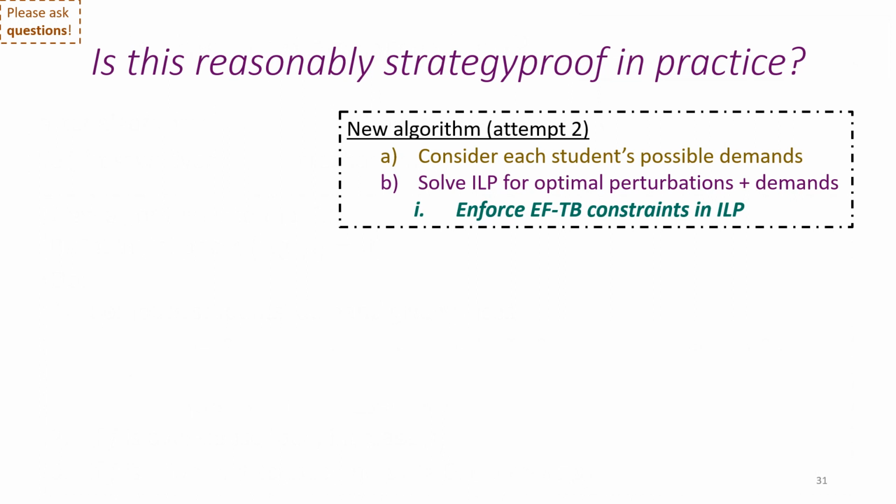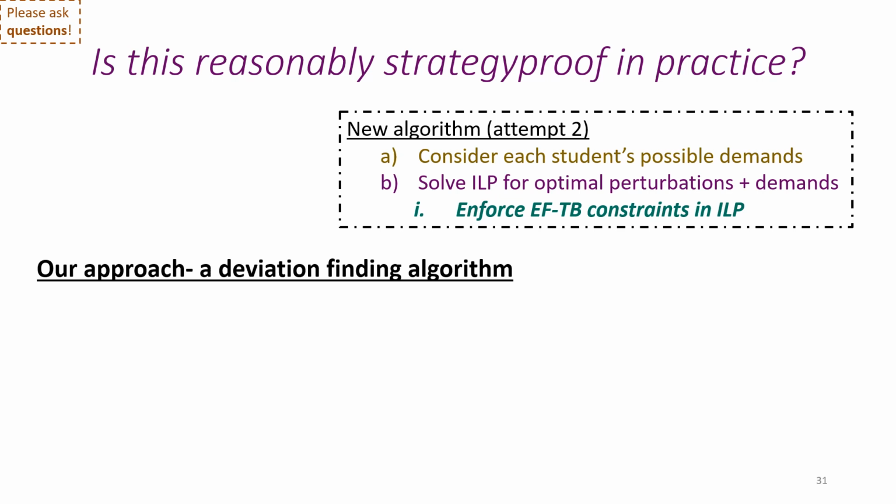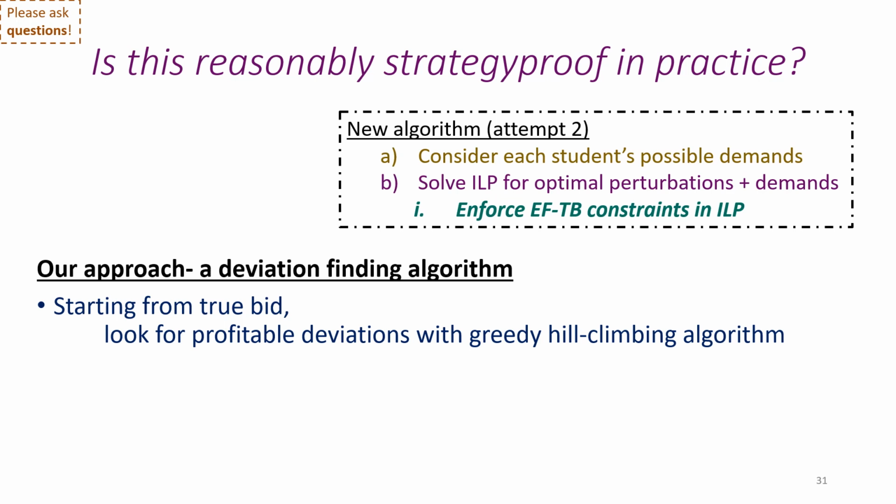However, the market in practice cannot be as large as the theory of strategy-proofness in the large needs. We still need to look into the strategy-proofness on real-world instances. To do this, we developed an approach to find deviations. We start from the true preferences of the students and look for profitable deviations with a greedy hill climbing algorithm by repeatedly running our fast algorithm for finding a cost allocation.